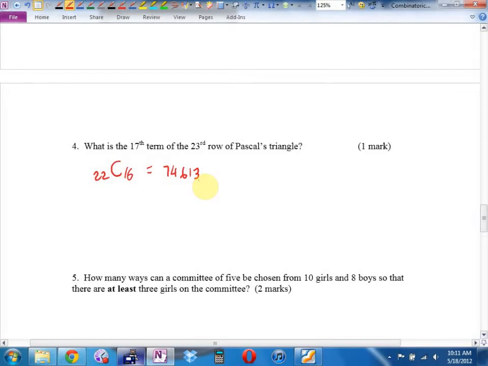I'll bet you one of the answers will be 23, choose 17. One of the answers will be 22, choose 17. One of the answers will be 23, choose 16. And one of the answers will be the right one. That would make sense because those are the most common mistakes.